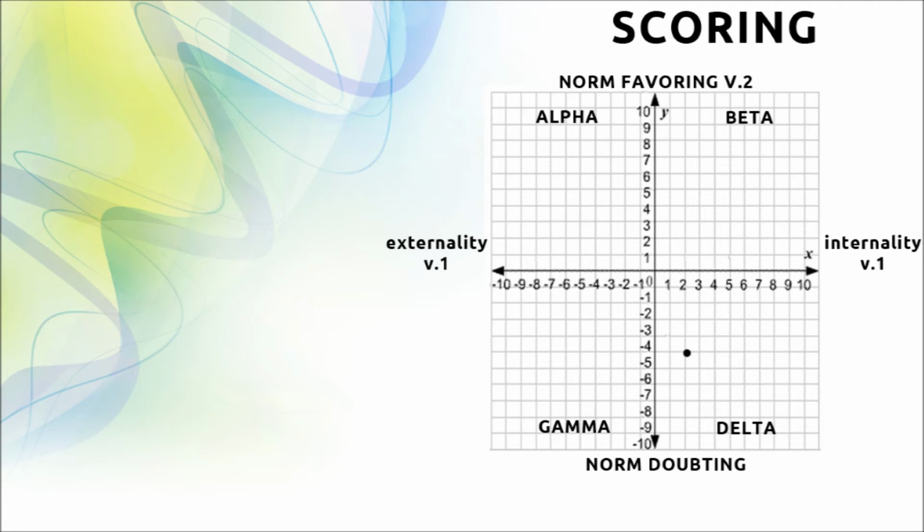This is the scoring scale. It has 2 axes. The V2 scale, which measures the degree to which a person is norm favoring versus norm questioning. And the V1 scale, which determines the degree to which a person is externally or internally focused.